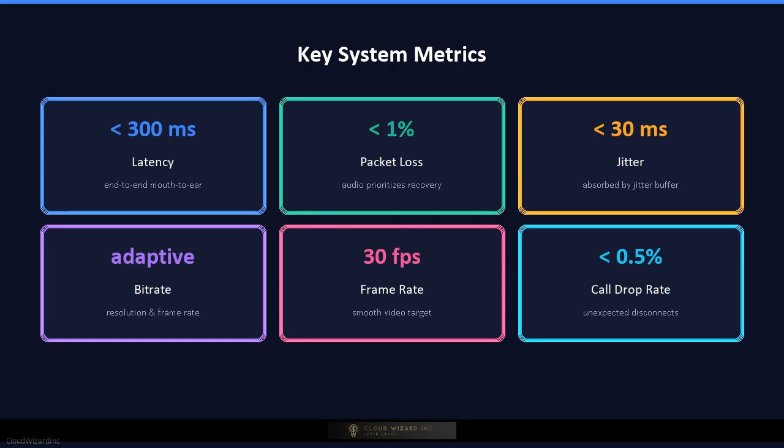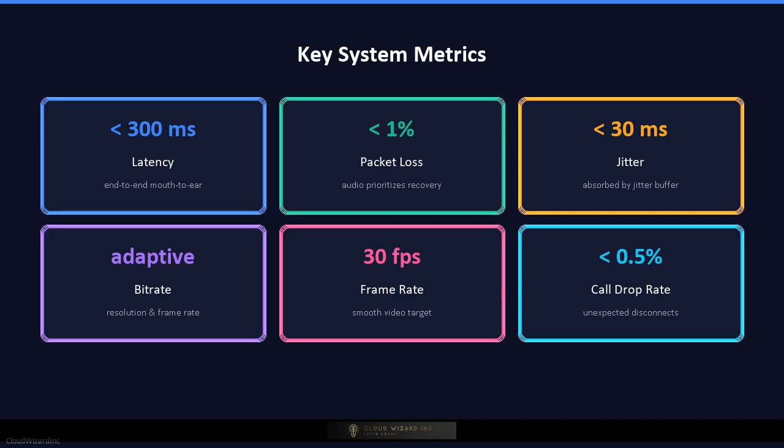Packet loss rate, the percentage of media packets that fail to arrive, which directly degrades audio and video quality. Jitter, the variation in packet arrival time, which must be absorbed by jitter buffers. Bitrate and resolution, which adapt to available bandwidth. Frame rate, typically 30 frames per second for smooth video. Audio quality score, often modeled as mean opinion score.